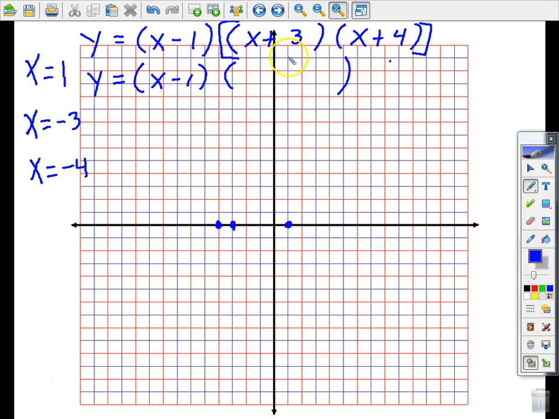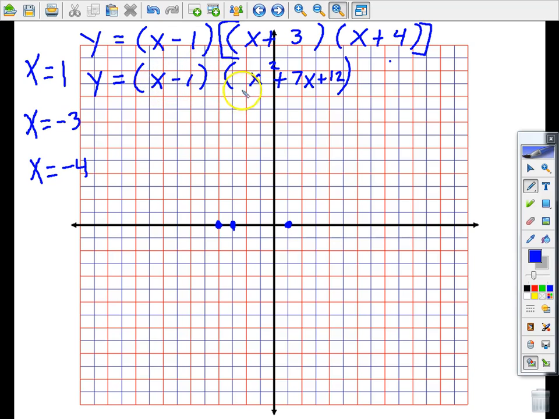So Nick, do you have the result of FOIL on these 2 yet? X squared plus 7x plus 12. Nice. Okay, well, let's see. Chloe, can you tell me now what we would do to get it in standard form? X squared plus 7x plus 12 by x minus 1. All right, and that really means we're going to distribute both of these separately.